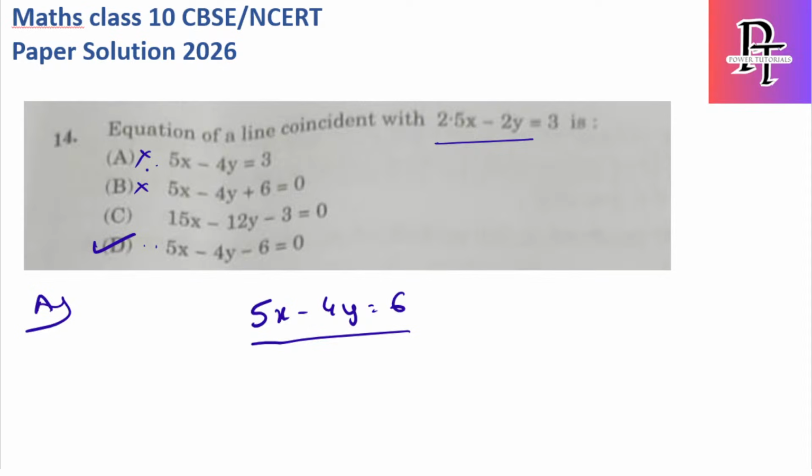In the same way, just multiply this by 3. If I do, I'll get 15x, 4 times 3 is 12y, and 6 times 3 is 18. So if you notice the C option, 15x minus 12y is okay, but equal to 18 should be there, but here I'm getting only equal to 3. So this is a parallel line. Okay, in the same way this is also parallel.